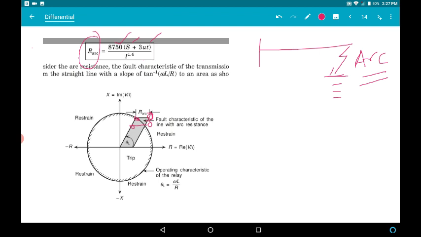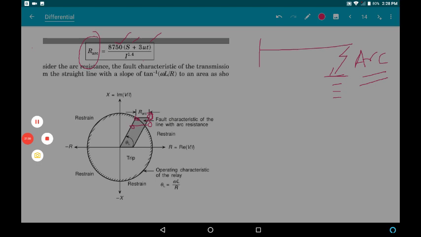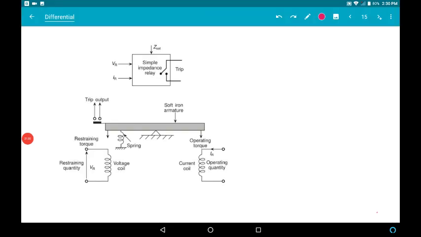This is one of the problems with impedance relays, which has to be taken into consideration when you set the Z set of a relay, right? So these are all the fundamental things about the impedance relay. Okay students, finally, if we want to actually prepare an impedance relay, we can do it.